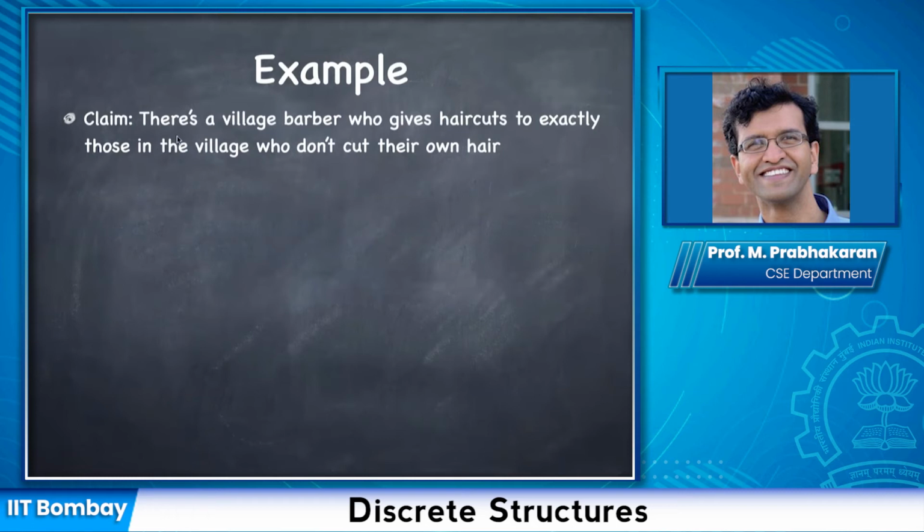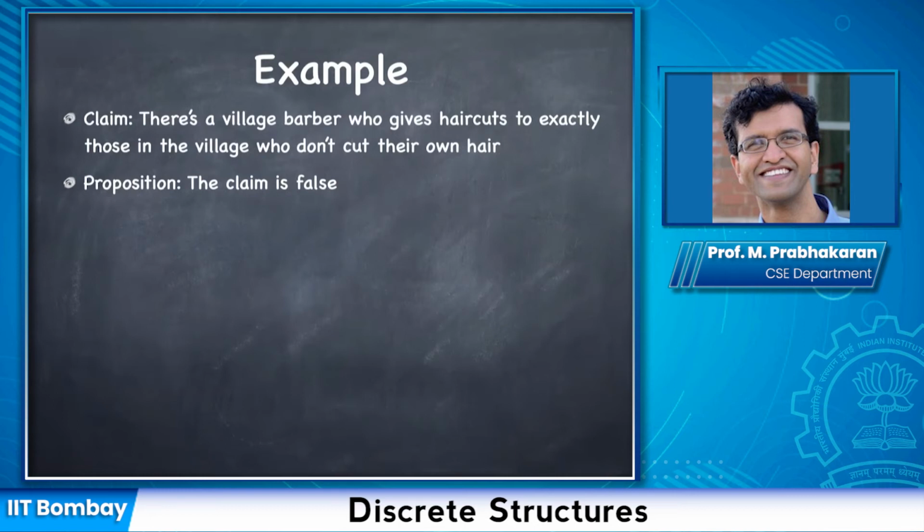Here is the claim. It's related to a paradox, though here there is no paradox in this case. So here's a claim. There's a village barber who gives haircuts to exactly those in the village who don't cut their own hair. Okay, so if you are in the village, you get a haircut from this barber if and only if you don't cut your own hair. And the proposition I'm going to prove is that this particular claim, this proposition above, is false.